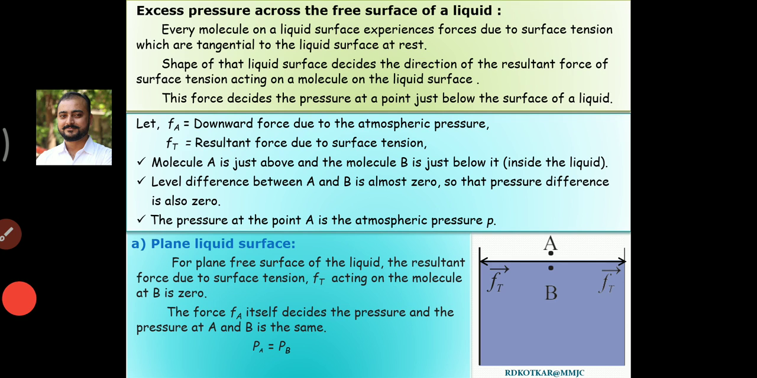Therefore the force Fa, the atmospheric pressure force, itself decides the pressure. What is the pressure at point A or at point B? That will be decided only by the atmospheric pressure. A and B are very closely spaced to each other and they have the same pressure. Pressure at point A and pressure at point B are the same, and the inside pressure and outside pressure are also the same. Inside and outside the liquid, both pressures are the same.